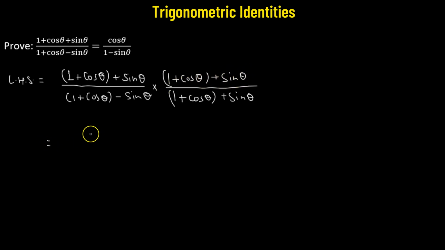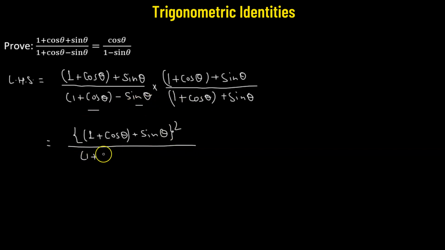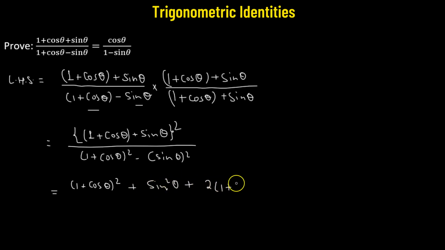So let's further simplify this. We get (1 plus cosine theta plus sine theta) whole squared in the numerator, divided by, so here we can use the identity (a minus b) times (a plus b), that is a squared, which is (1 plus cosine theta), minus b squared, which is sine theta. Now further simplification: in the numerator we have (a plus b) whole squared, which will become a squared, which is (1 plus cosine theta) squared, plus b squared, that is sine squared theta, plus 2 times ab. So a is 1 plus cosine theta multiplied to b, which is sine theta.